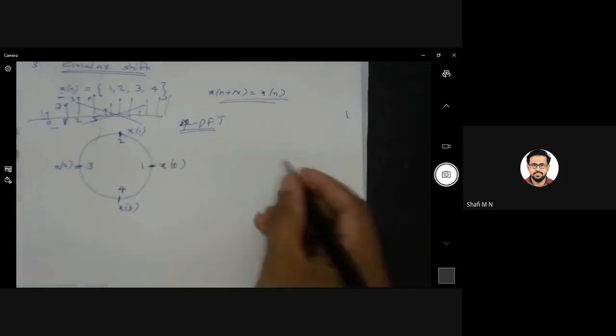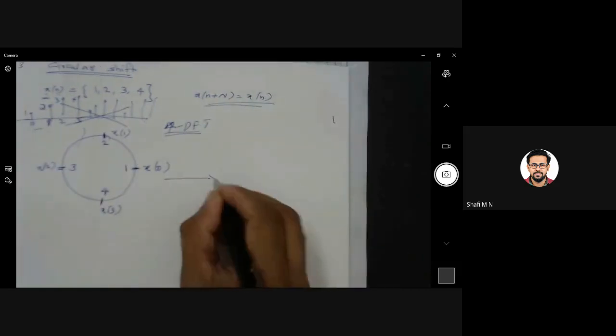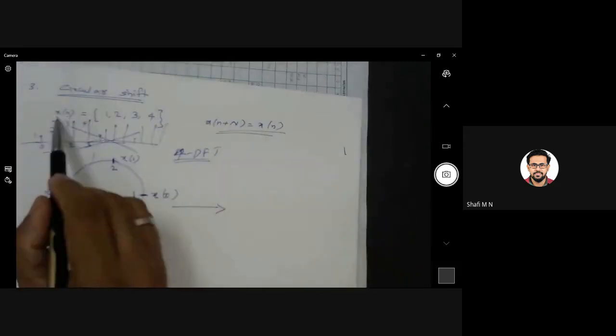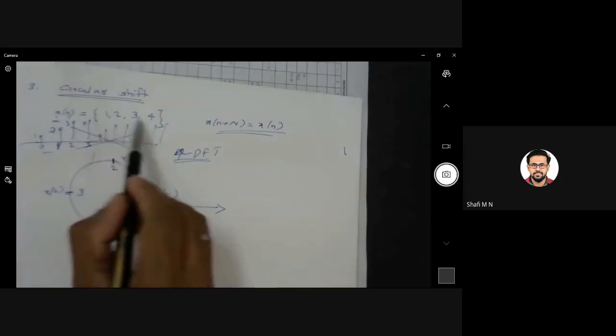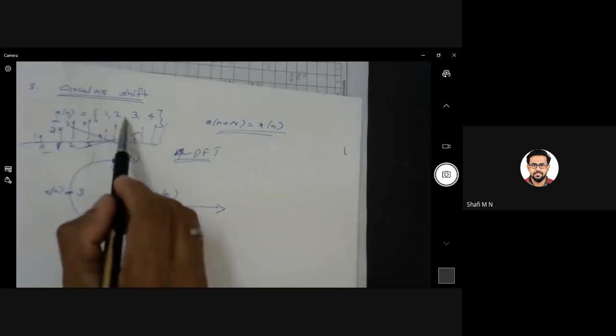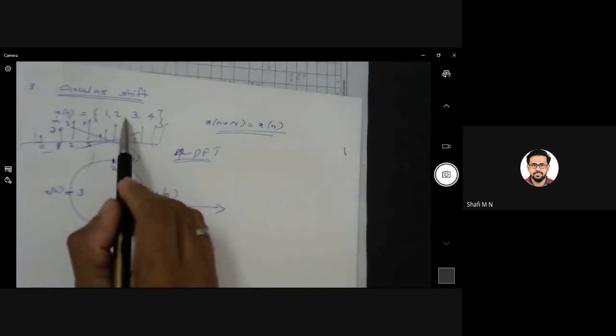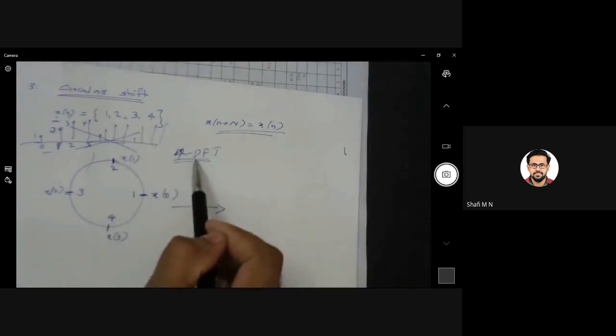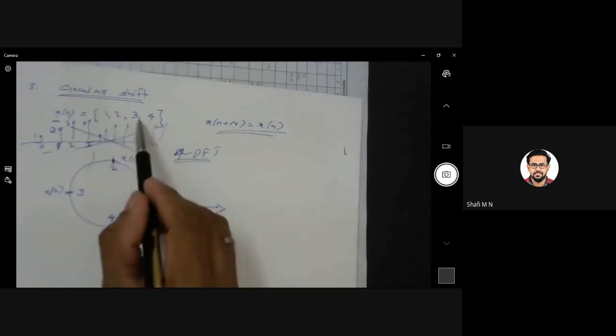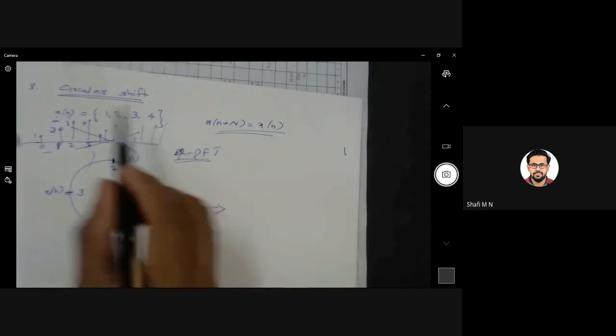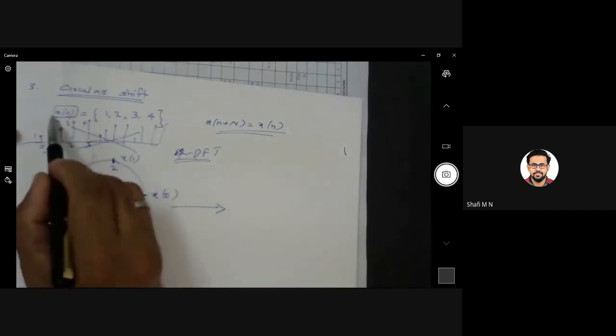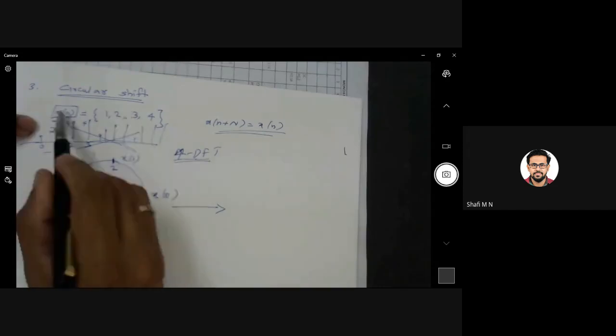We will write this mathematically in another form. See, looking at this x of n, initially this was not a periodic signal. But when you are dealing with the DFT, when you take the 4-point DFT, this will take on a periodicity of 4, right? So you cannot say from this whether it is periodic or non-periodic.